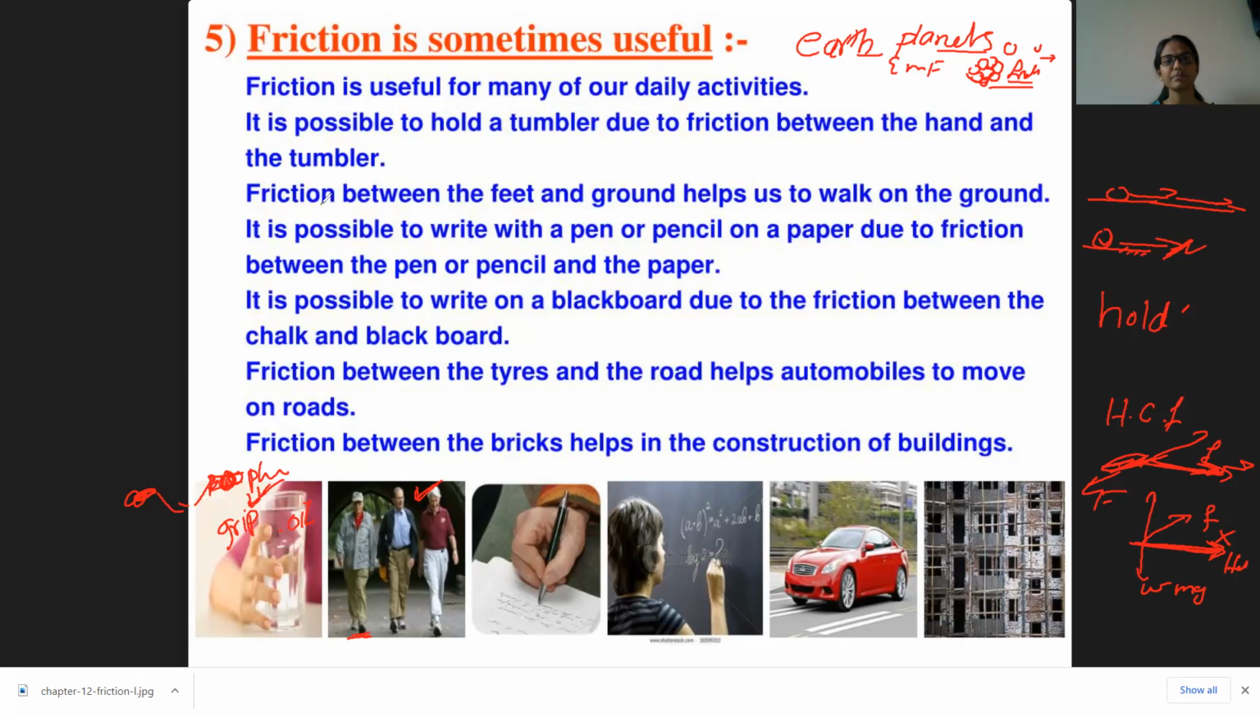Next one, friction between the feet and ground. Everything we are doing, like how I'm writing on this tab, or you writing with chalk on the board, or using your ink pen to write on paper, is all because of friction only.